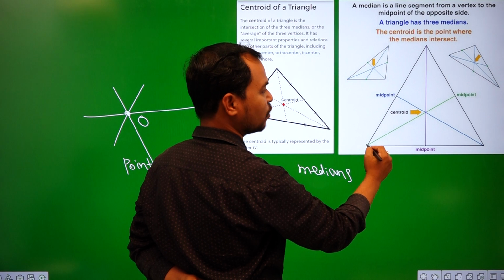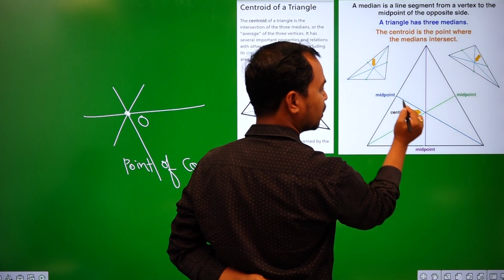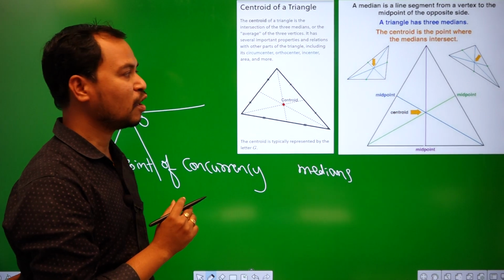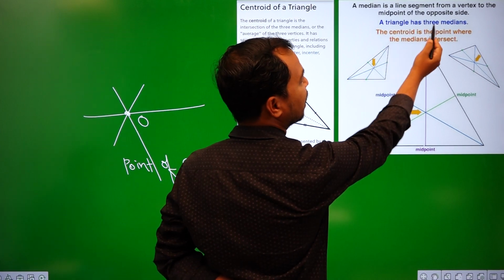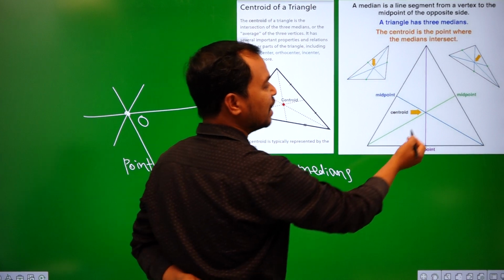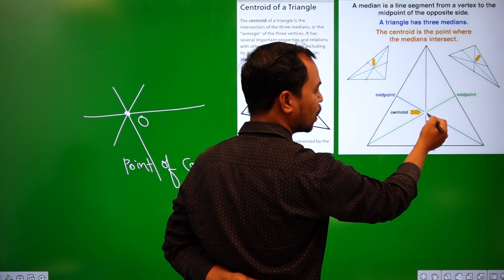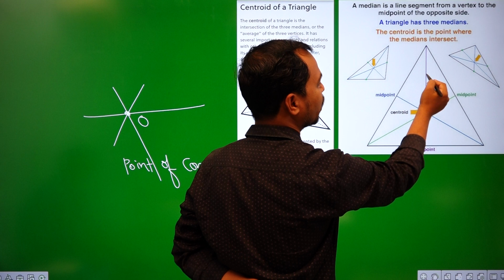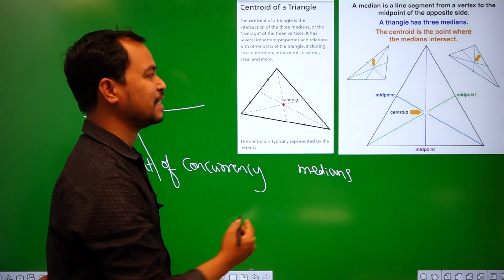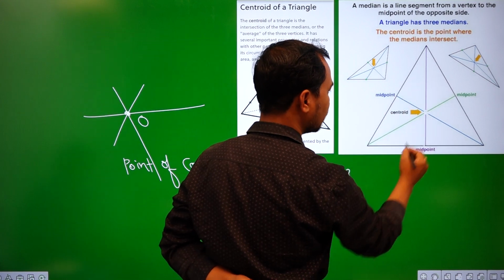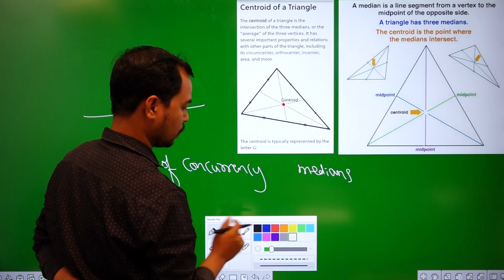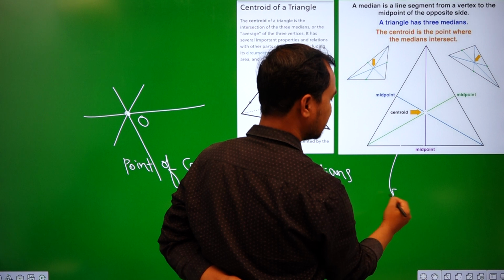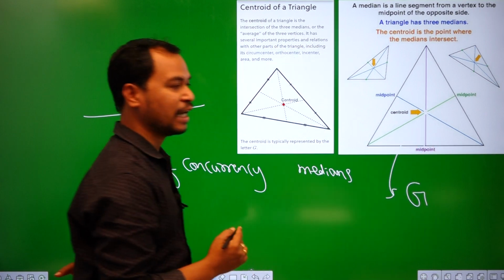From the second vertex, this is the second median, and from the third vertex, this is the third median. So obviously there are 3 medians in a triangle, and these 3 medians pass through one common point. The point of concurrency of these medians is called the centroid. It is denoted with a capital G.